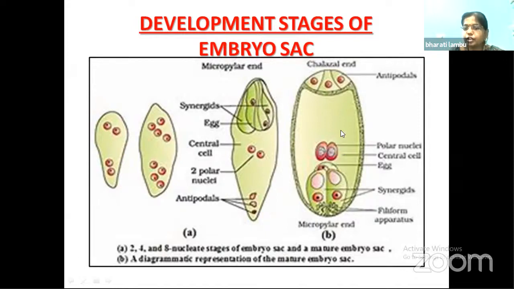Later on, by mitotic division, this central cell tissue will divide mitotically and nourish the embryo. So the central cell will now have the secondary nucleus. The secondary nucleus is ready to fuse with the male gamete. So next is the antipodal.